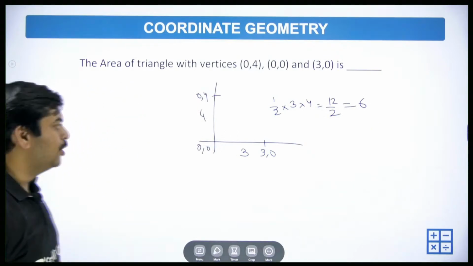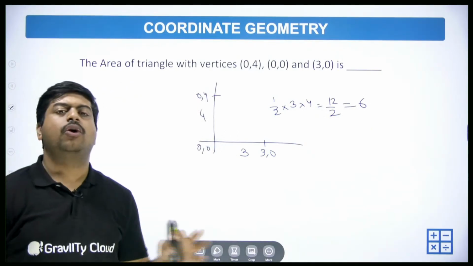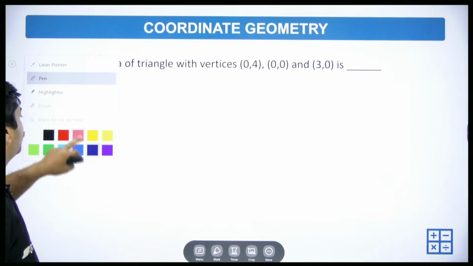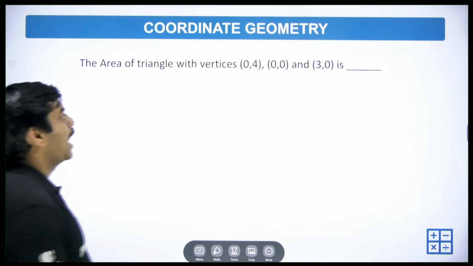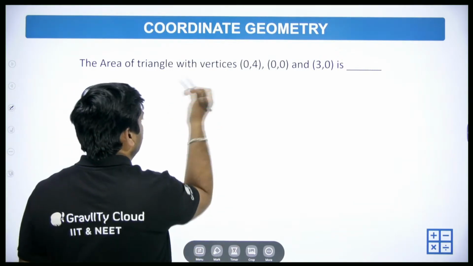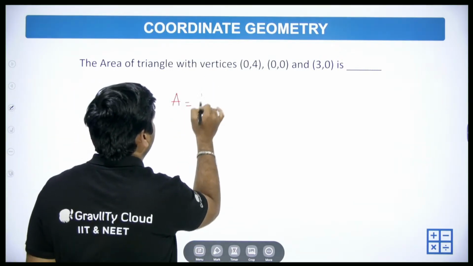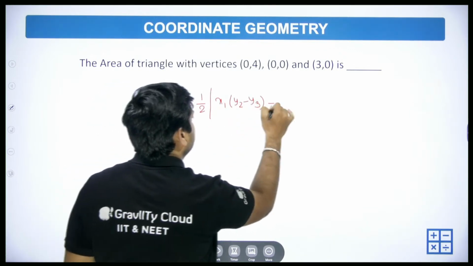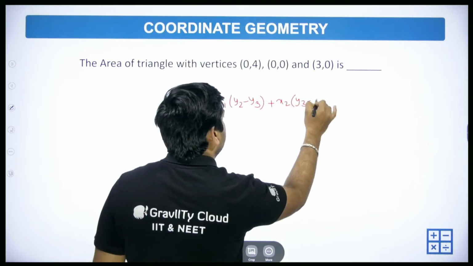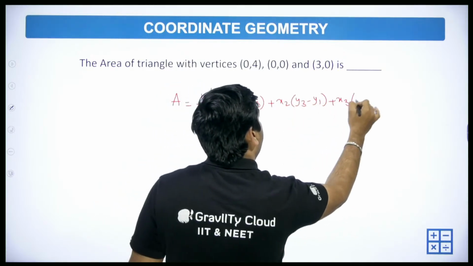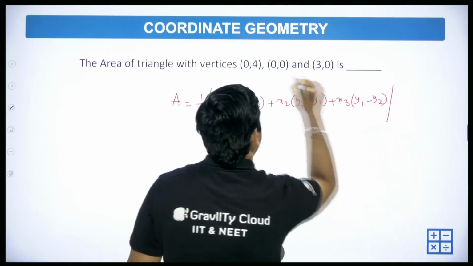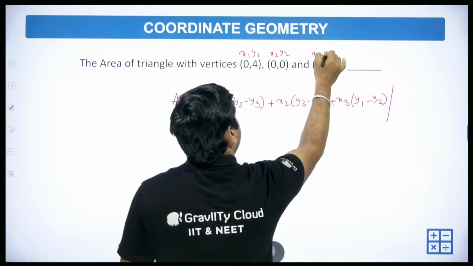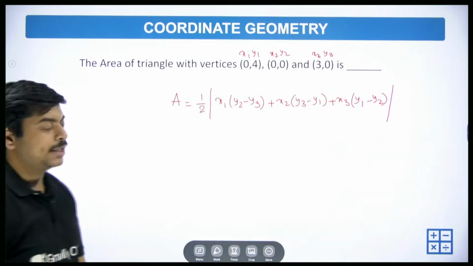Now, let's say you don't know all these things, or some other vertices are given. Then you may ask me, sir, how to do this type of questions, sir. So for that we have a formula with all the vertices. Area is equal to half x1 into y2 minus y3 plus x2 into y3 minus y1 plus x3 into y1 minus y2. So this is how you can bring x1 y1, x2 y2 and x3 y3, right?